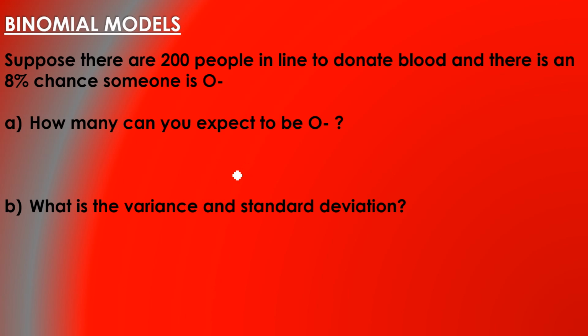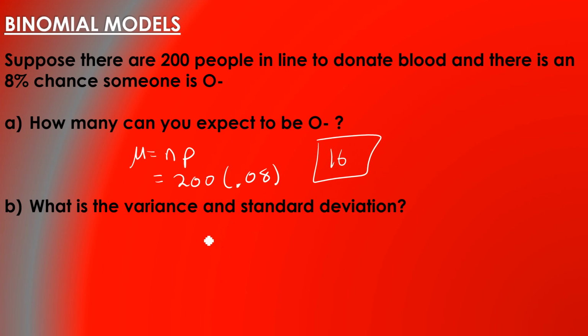Suppose 200 people are in line to donate, and there is an 8% chance. How many can you expect to be O negative? So our mean is np. So we have 200 tries and 0.08 of them. So it's basically 8% of that 200. I won't bother bringing up the calculator. I'll just type it in here, and 16. So we expect 16 of those 200.